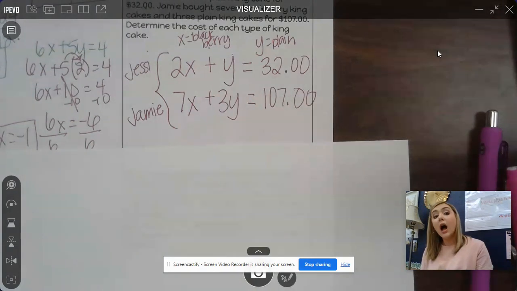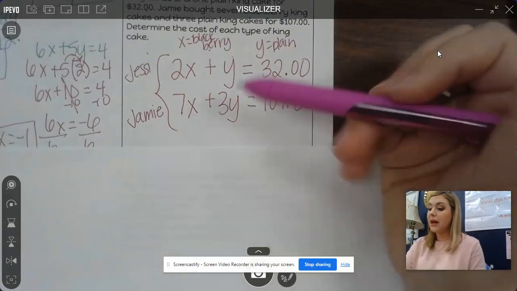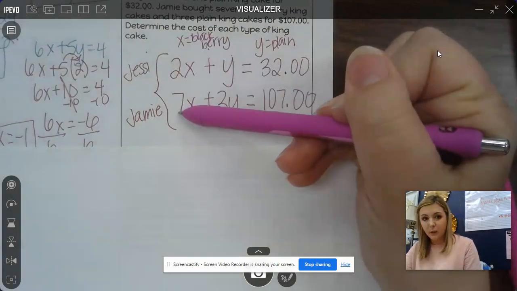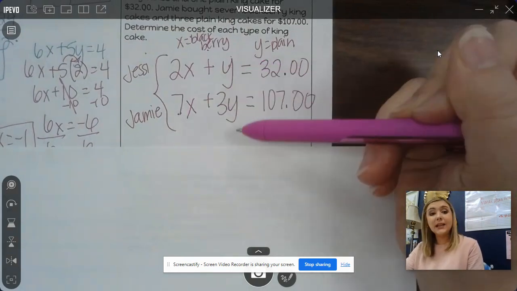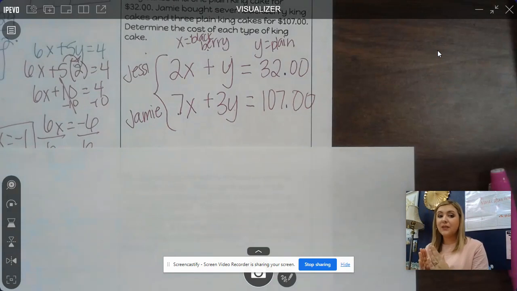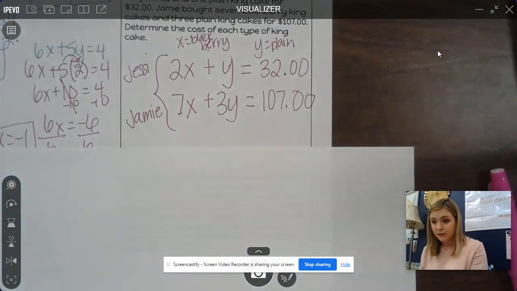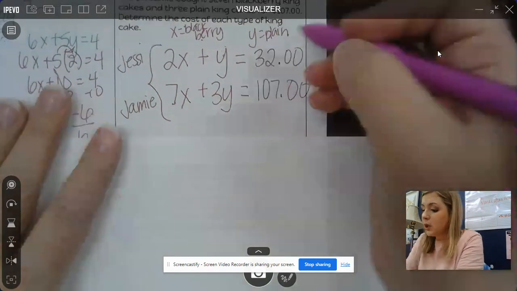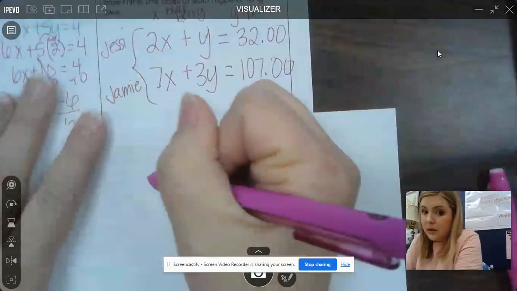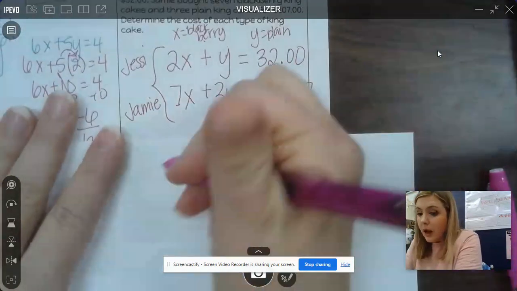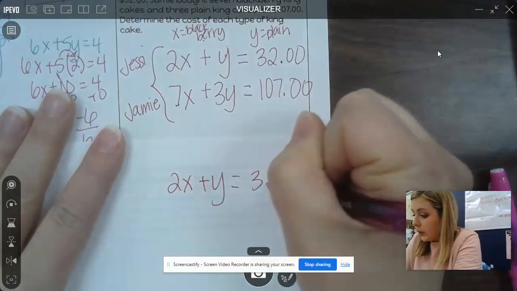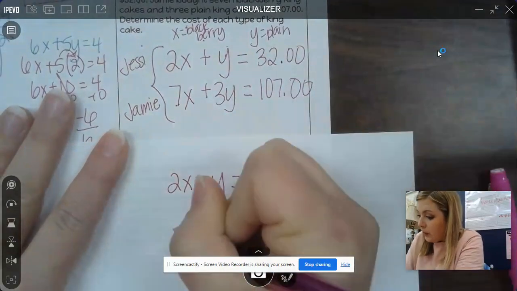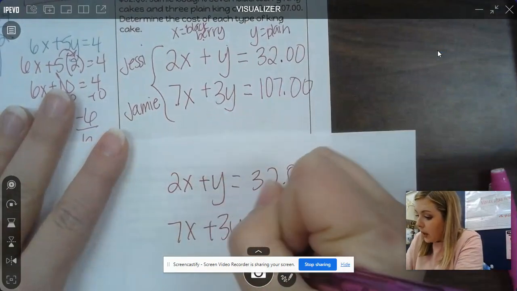I'm always going to pick elimination if I can. I don't have any factors that can help me with 2 or 7, but I can definitely make this Y a -3, so I can use that additive inverse of -3Y and positive 3Y. So what I'm going to do is simply transfer this system down here to my blank paper and copy the whole system right now: 2X plus Y equals 32, and then 7X plus 3Y equals 107.